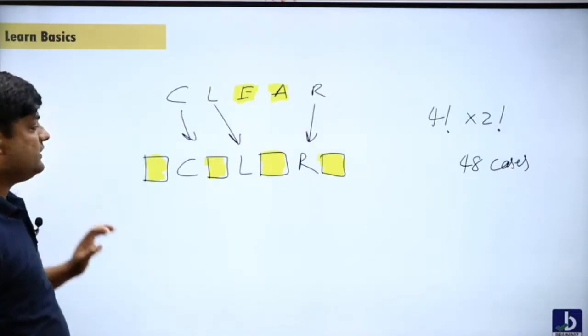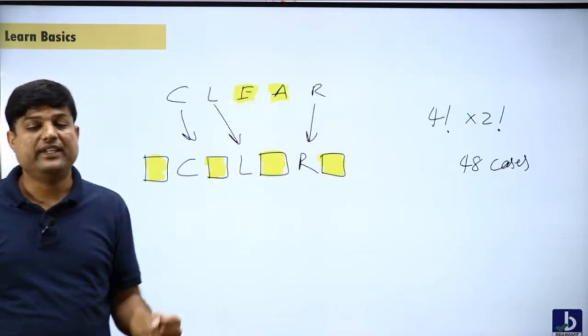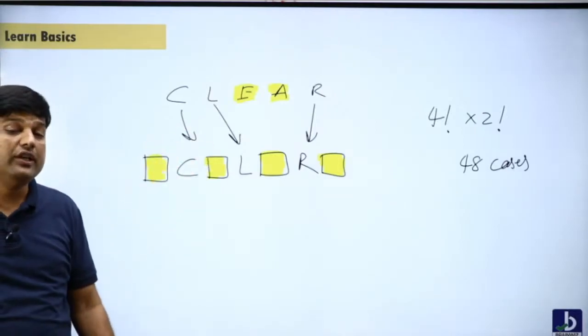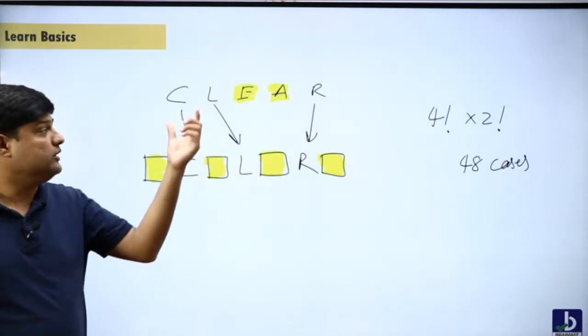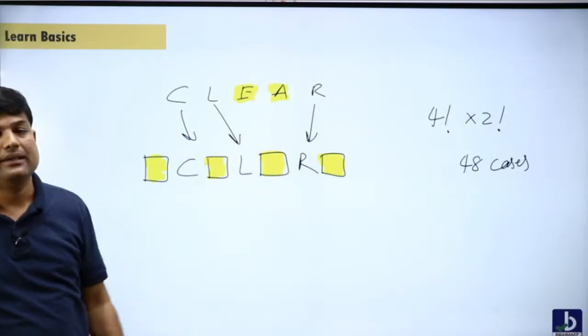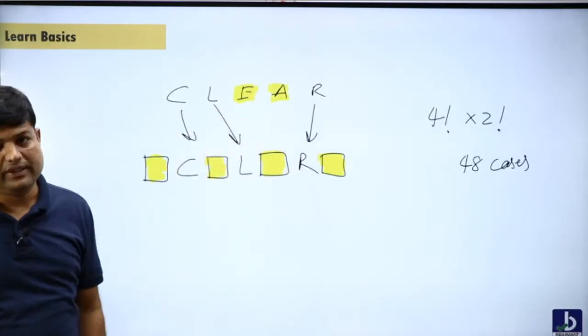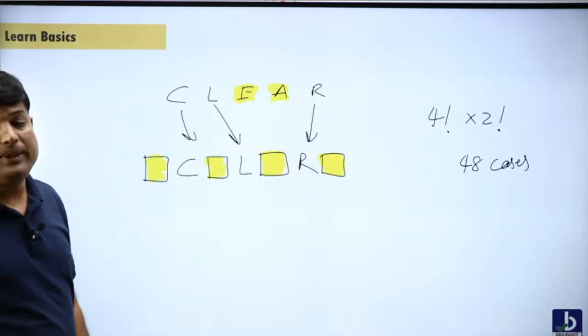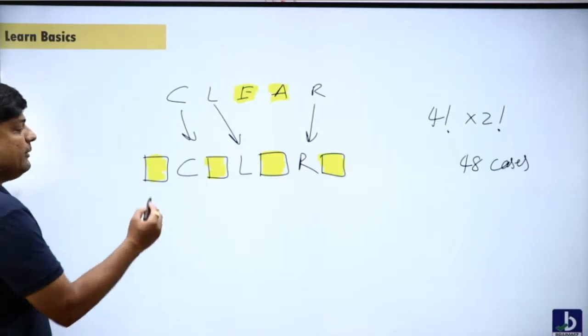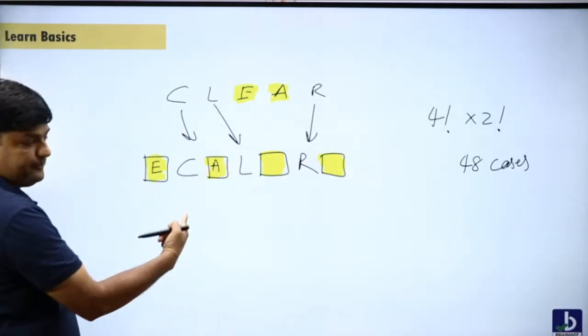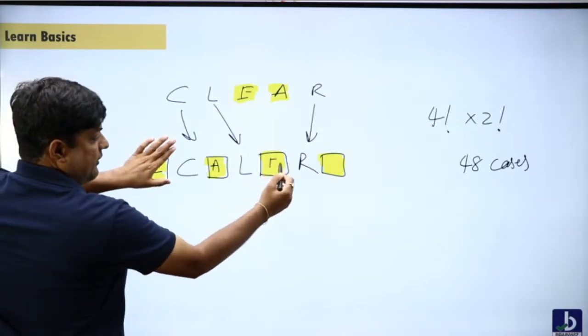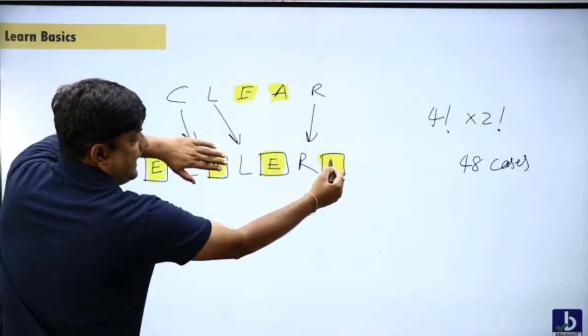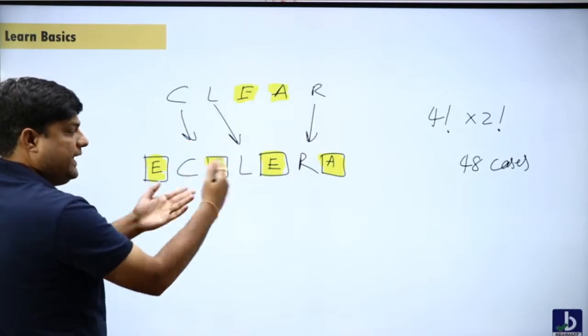What have you done first? First you have set the consonants, C, L, R. Now there are 2 vowels. So these 2 vowels have to be accommodated in these places. So it can be EA here, or EA here, or EA here, or AE.